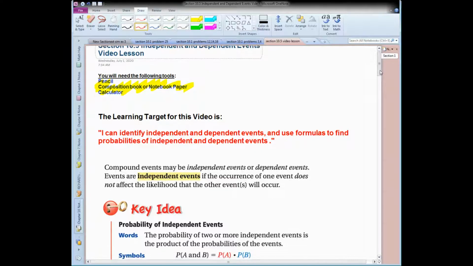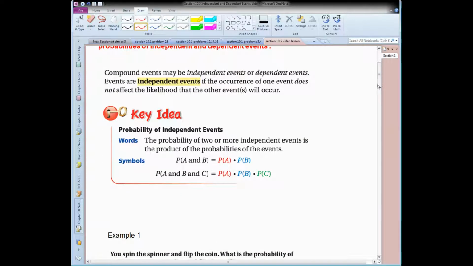So let's get started. Compound events, which is what we're talking about, may be independent or dependent. You're going to want to write this definition down. Events are independent if the occurrence of one event does not affect the likelihood that the other event or other events will occur.